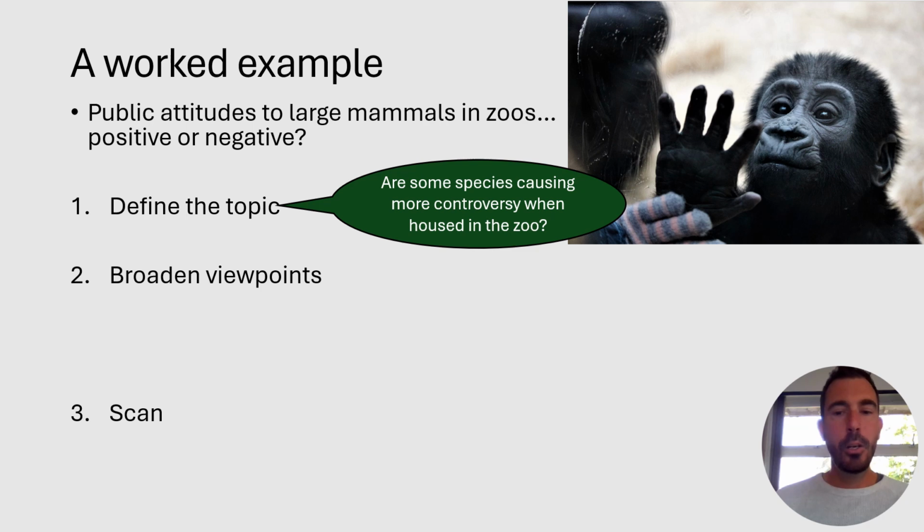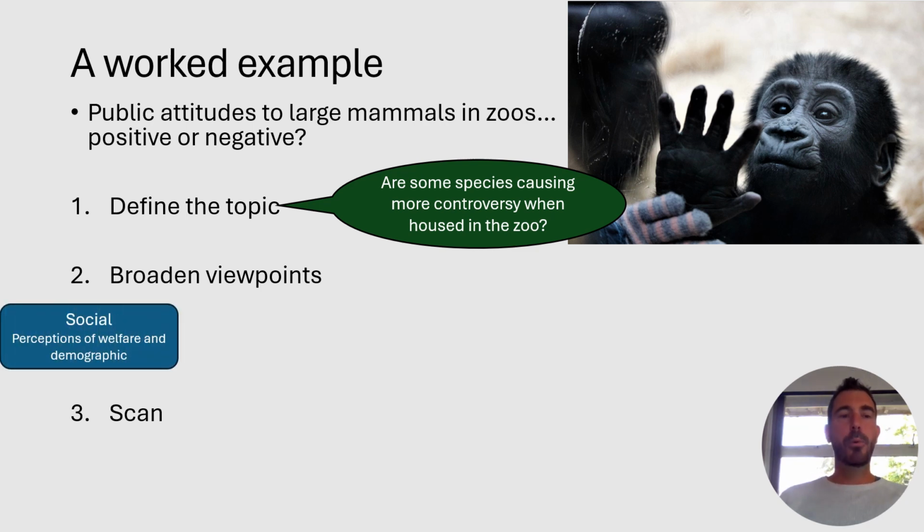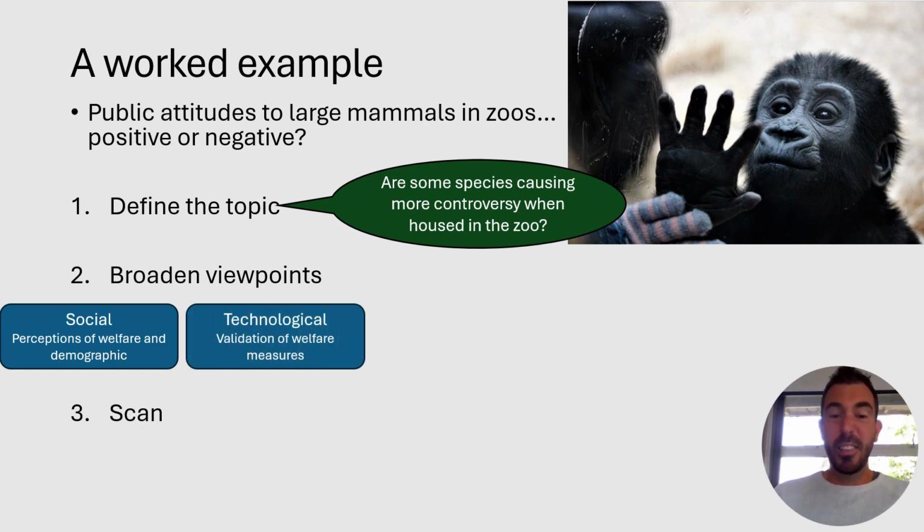So we'll then look at our viewpoints and think about social influences. This could be perceptions of animal welfare by different demographics. Do some people care more about the welfare of animals than others? Then we're going to think about technological advances. Can we validate welfare measures for these species in captivity? Can we validate them better for some species compared to others? And therefore, do we know how well some species cope? But for other species, that might be a real grey area.